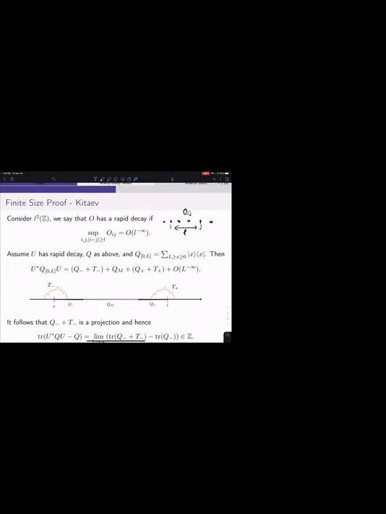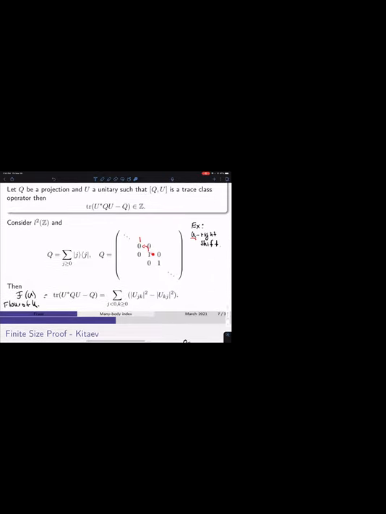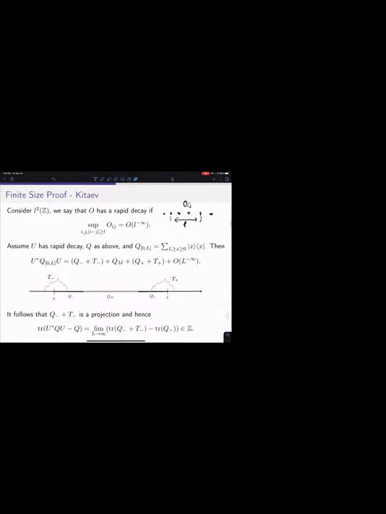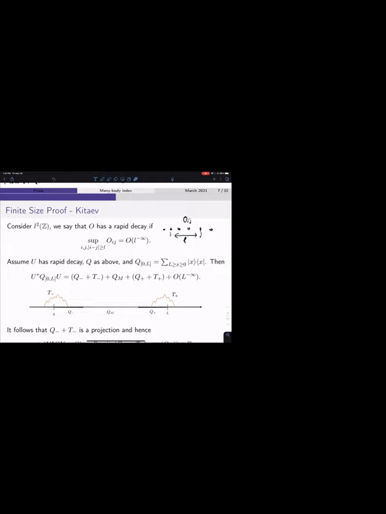And in particular, if the unitary has this rapid decay, so it's a local object, and Q is as above, so it's this projection on the sites that are above x equal to zero. So that's the only thing we would look at. And now you chop it. So that's why I'm calling it the finite size proof. So we don't like all this Q, but we chop it at some big L. So we only look at the projection from site zero to site big L.